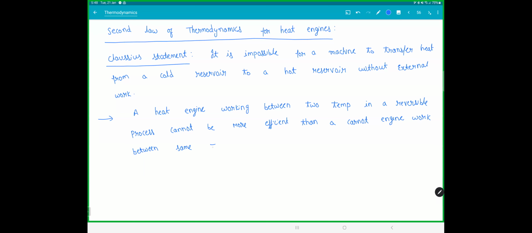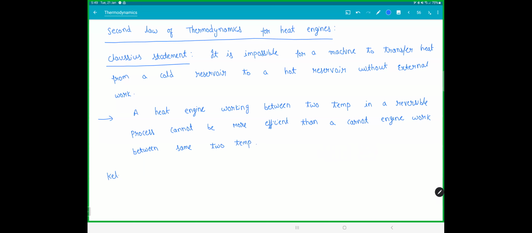So basically, the second statement says, between the same two temperatures, no engine is more efficient than a Carnot engine. Indirectly, it means the Carnot engine is the most efficient engine. So if someone tells you my engine gives an efficiency of 40%, and a Carnot engine gives you 30%, that guy is bluffing you. Even in the best theoretical case, you can't get anything better than a Carnot engine.